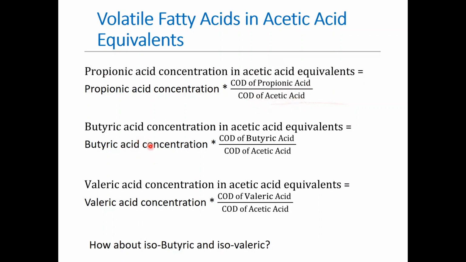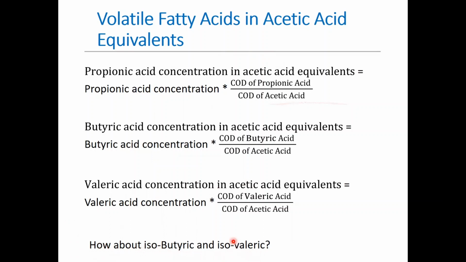The same here for butyric acid. Butyric acid concentration in acetic acid equivalent is equal to butyric acid concentration times COD of butyric acid divided by COD of acetic acid. The same for valeric acid: valeric acid concentration in acetic acid equivalent is valeric acid concentration times COD equivalent of valeric acid divided by COD of acetic acid. Again, these are just the equations. And how about isobutyric acid and isovaleric?